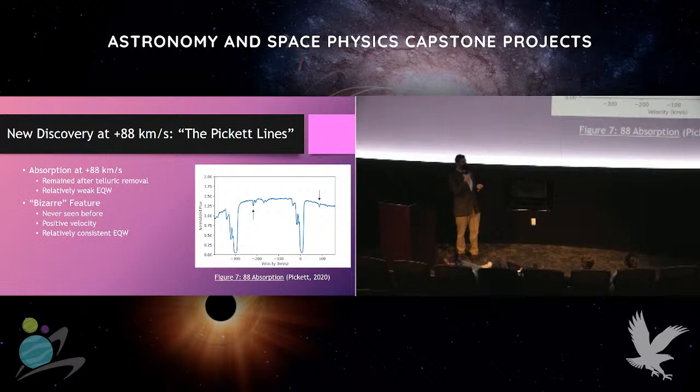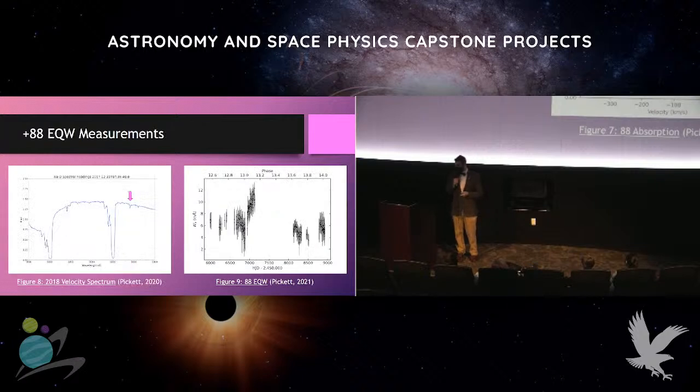It was at a positive velocity, and we usually expect sodium absorption to occur at velocities that are much smaller than 88 kilometers per second. Usually the strongest was at 10 kilometers per second in the positive region, but this one was much higher, which confused us. But that's why we do research, to understand what we are confused about.